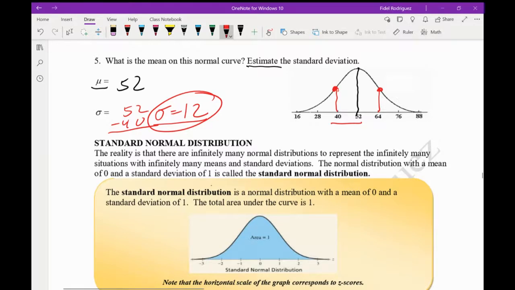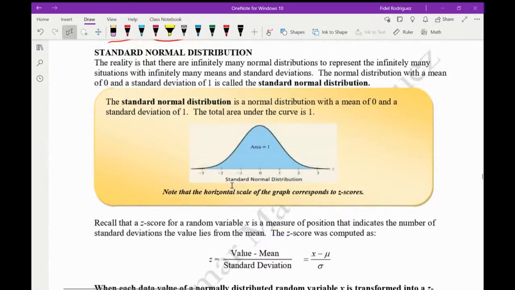Okay, so now let's take a look here. And it says standard normal distribution. So the reality is that there's infinitely many normal distributions to represent infinitely many situations with infinitely many means and standard deviations. The normal distribution with a mean of 0 and a standard deviation of 1 is what we call the standard normal distribution. So in the standard normal distribution, the mean, mu, is going to be equal to 0, and sigma is going to be equal to 1. And the area under the curve is still 1. That's still going to be the case.